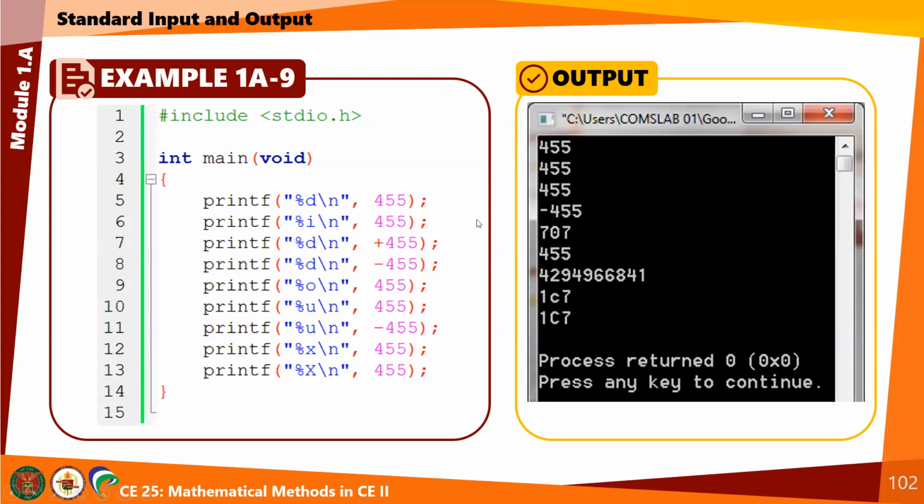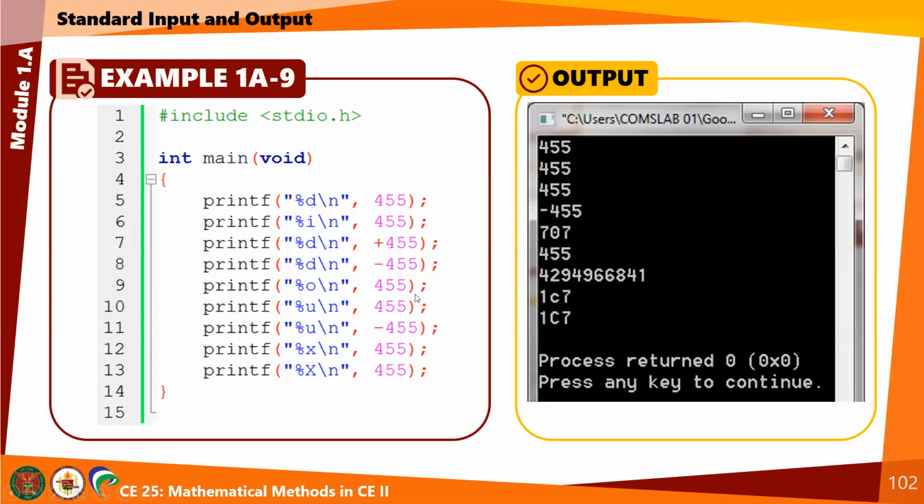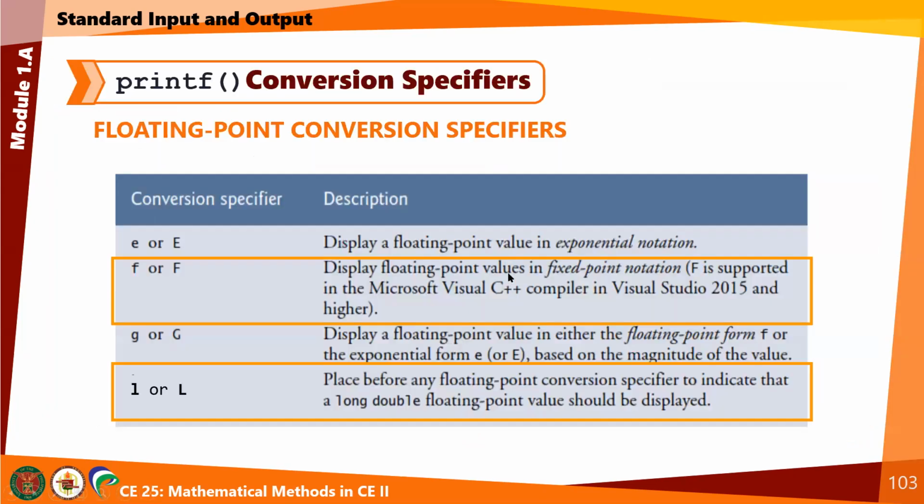Okay, o, ano tong O? What is O? Unsigned octal integer. So, just search what it means, no? Pero basically, ang ginagamit ko lang talaga dyan is %d. Now, floating point conversion specifiers, ang ginagamit ko lang again is F or LF. Okay? Nakita na natin to dati, yung F and L F, kung ano yung effect niya dun sa program.